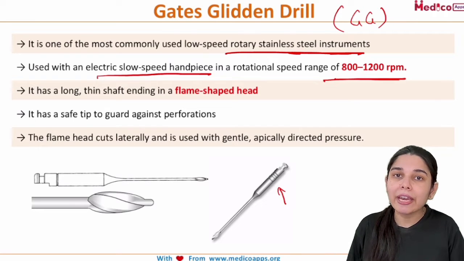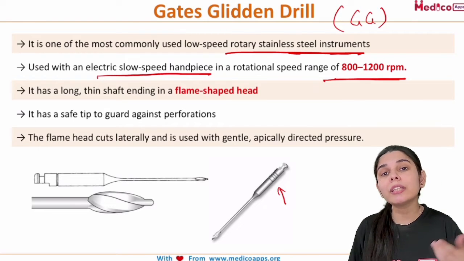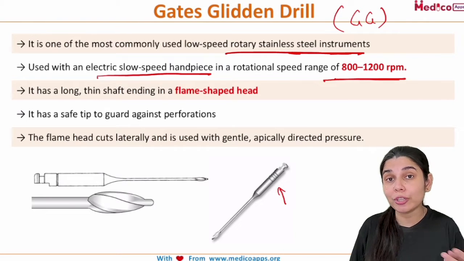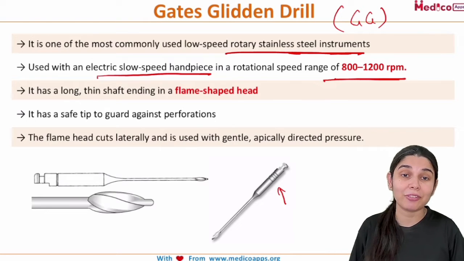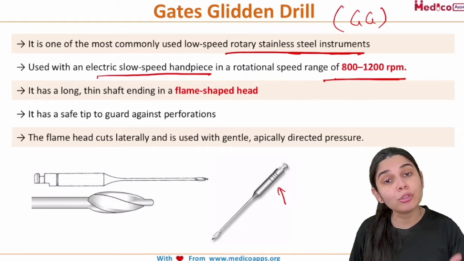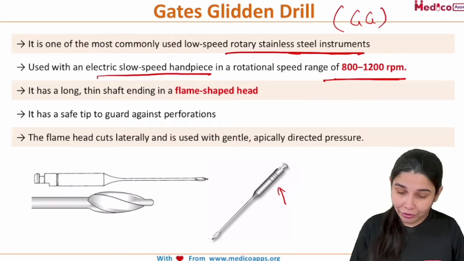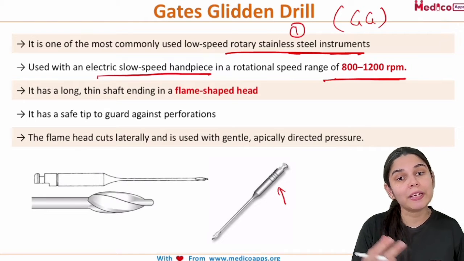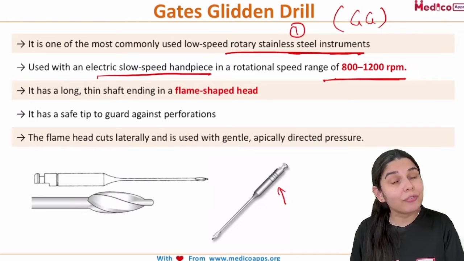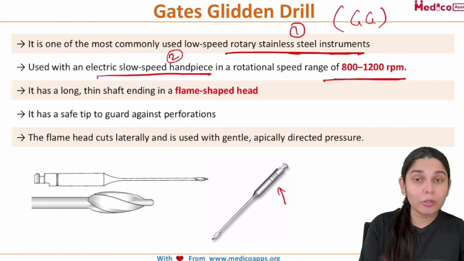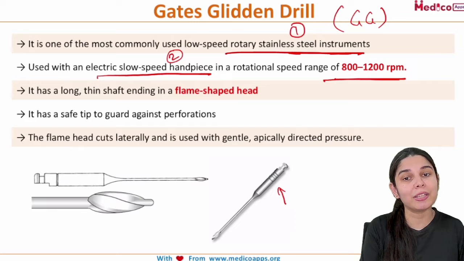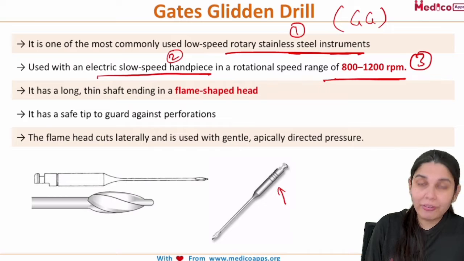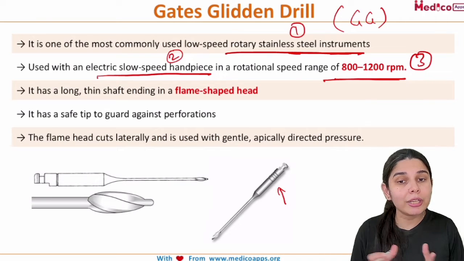Now here, wherever I am putting this red line, all these are being asked as MCQ questions. So till now, we have discussed 3 MCQ questions along with the MCQ I am discussing with you. The first one is that it is one of the most commonly used low speed rotatory stainless steel instruments. Second, it is used in the electric slow speed handpiece. And third, the rotational speed of that slow speed handpiece is around 800 to 1200 RPM.